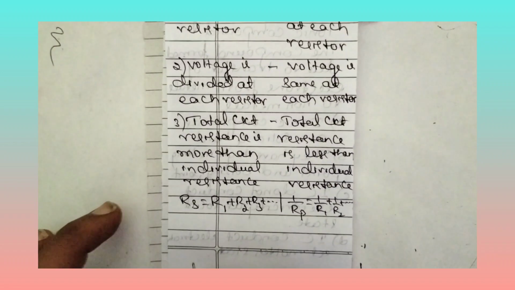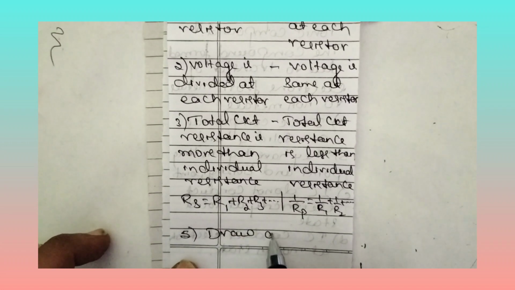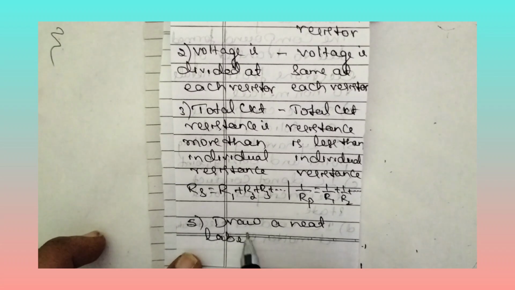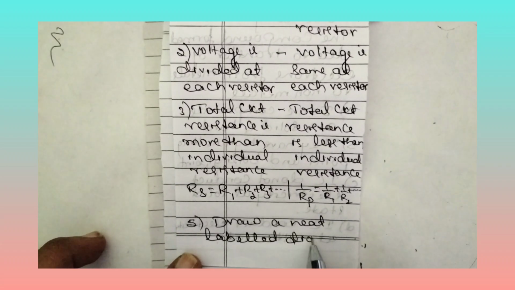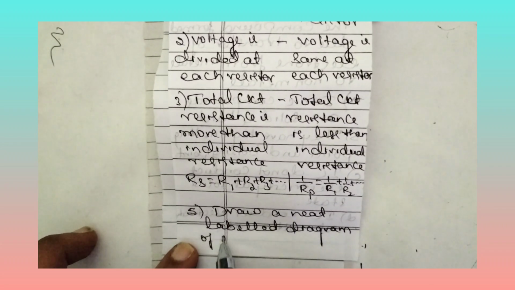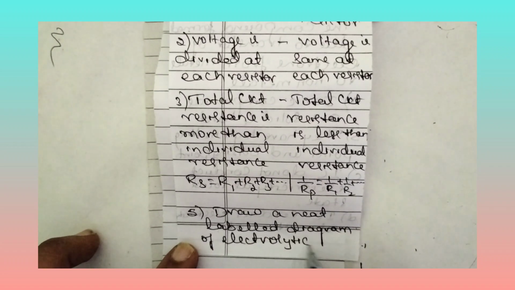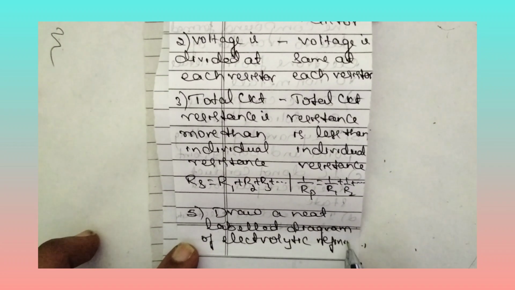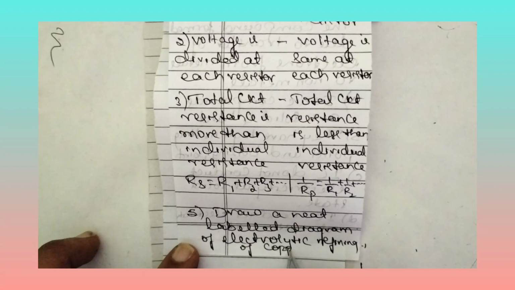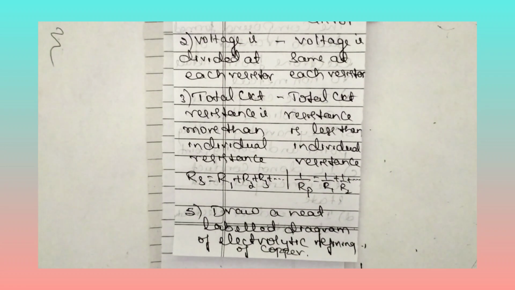So after this, let's go to the fifth question. Draw a neat labeled diagram of electrolytic refining of copper. So we have to draw the neat labeled diagram of electrolytic refining of copper.